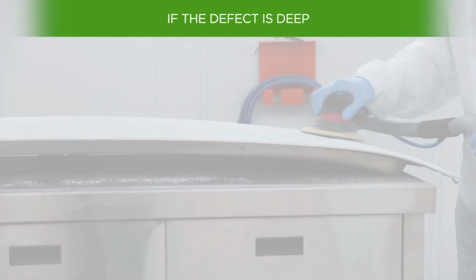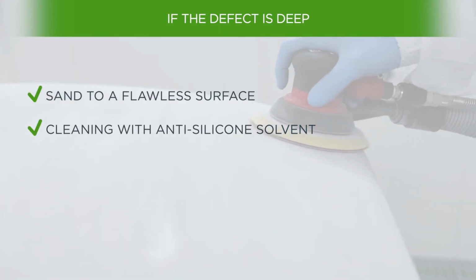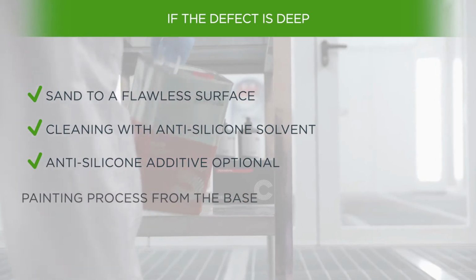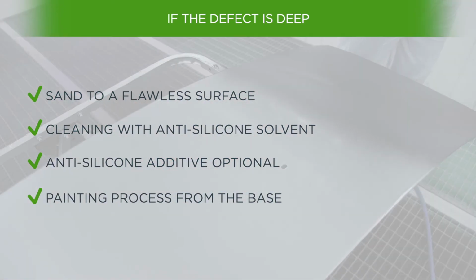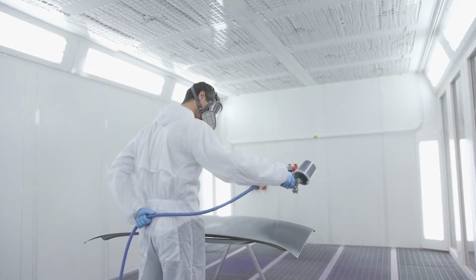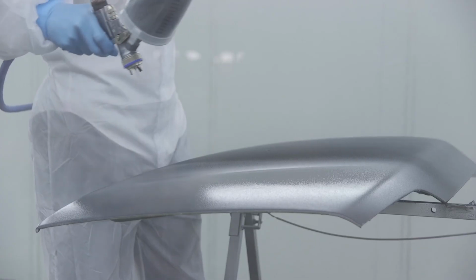If the defect is deep, we'll have to sand down to a surface that is free of defects. We will then clean it meticulously with anti-silicone solvent and then start the painting process from the base. If the defect is very noticeable, we can use a special anti-silicone additive, always following the indications provided on the technical datasheet.